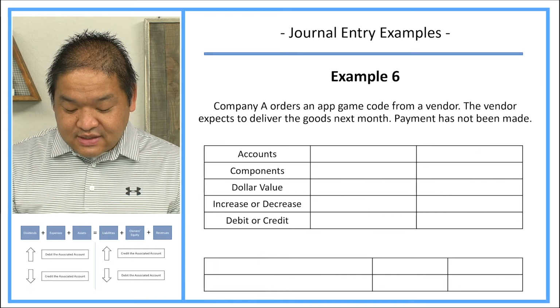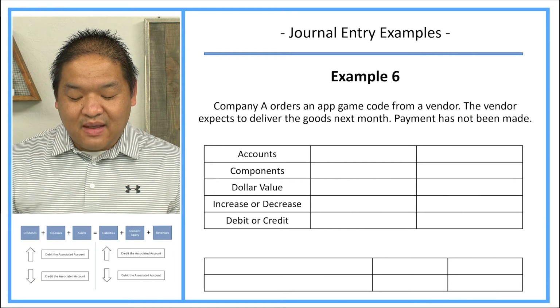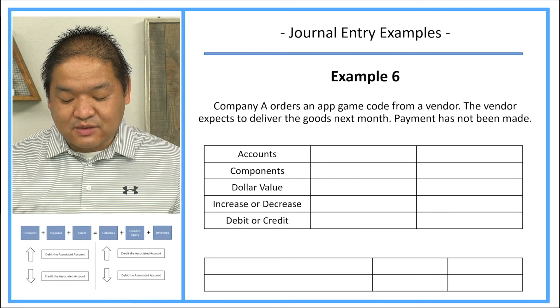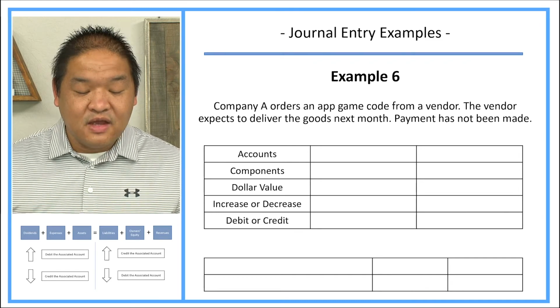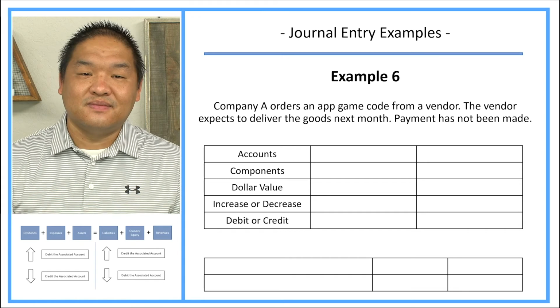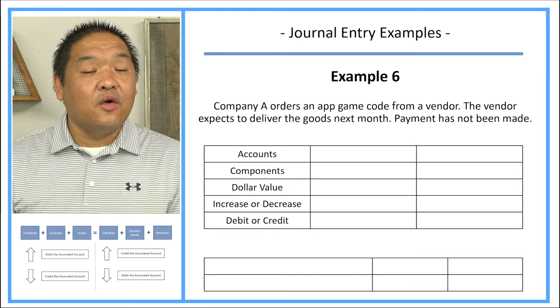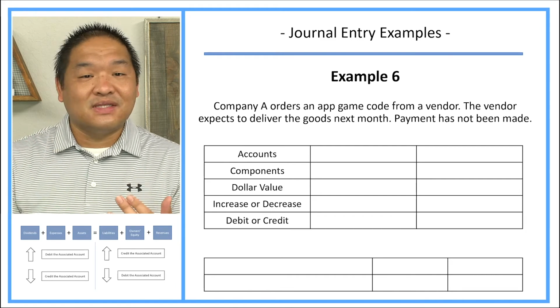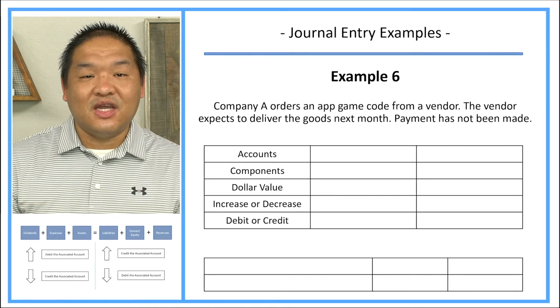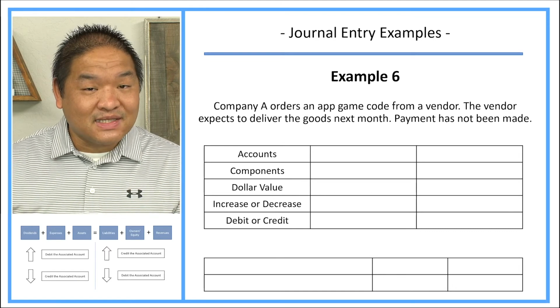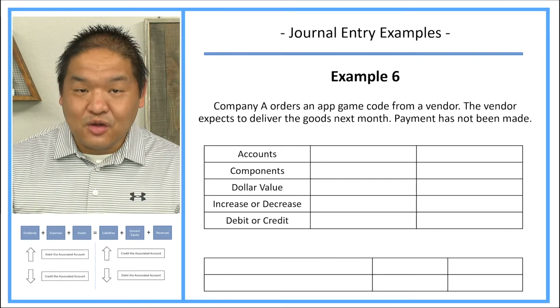In example 6, it says company A orders an app game code from a vendor. The vendor expects to deliver the goods next month. Payment has not been made. So the question is, at this moment in time, what was exchanged? Hopefully you said nothing. Nothing's being exchanged, right? The game code wasn't received. Cash wasn't exchanged. It really was just a promise to pay. And promises to pay have no journal entry.